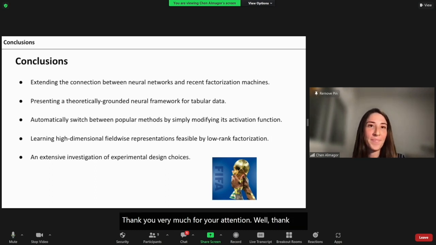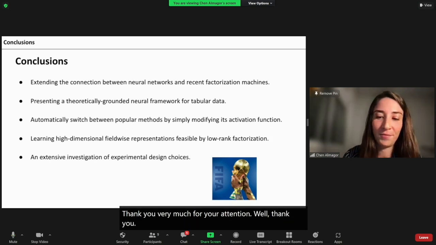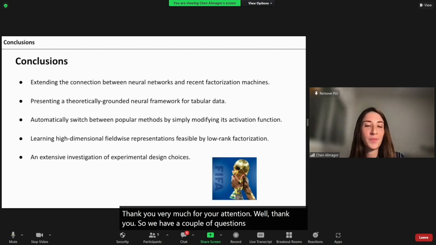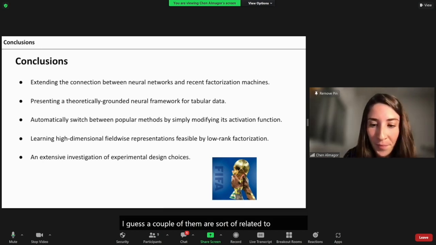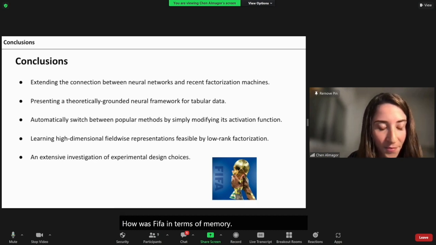Thank you. So we have a couple questions on Slido. A couple of them are related to how FIFA is in terms of memory consumption and compute?